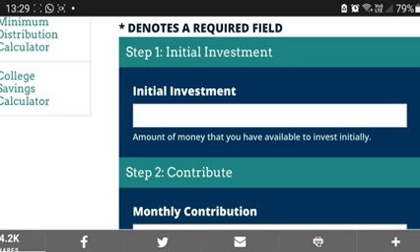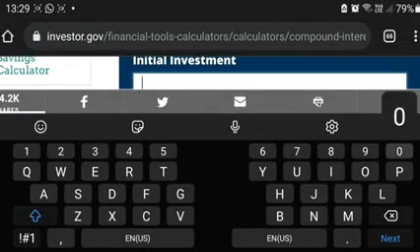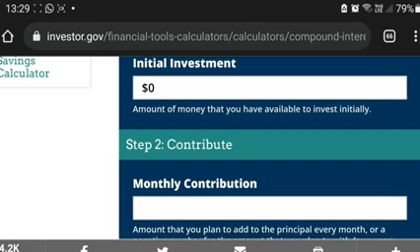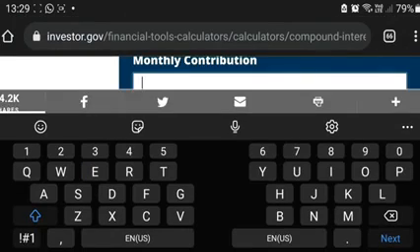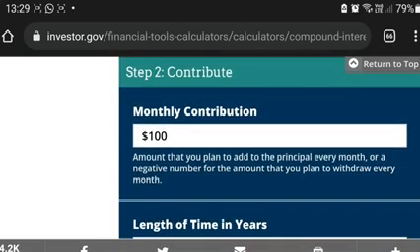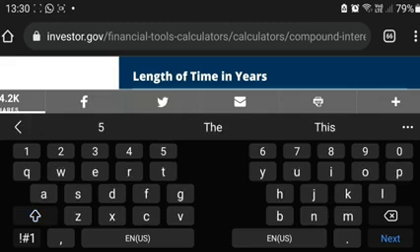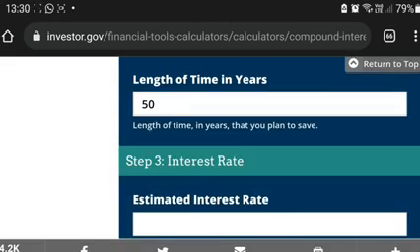If you do have any other investments, then obviously you'd put in the amount over here, but I'll just put 0. Monthly contributions, we are working with 100 Rand. It says $100, but it doesn't matter because the numbers are what matters, not the currency. Just pretend that it's Rands. Length of time in years, I'm going to put 50 years. Again, this is not saying you're going to invest for 50 years. I just want to run the calculation for 50 years.